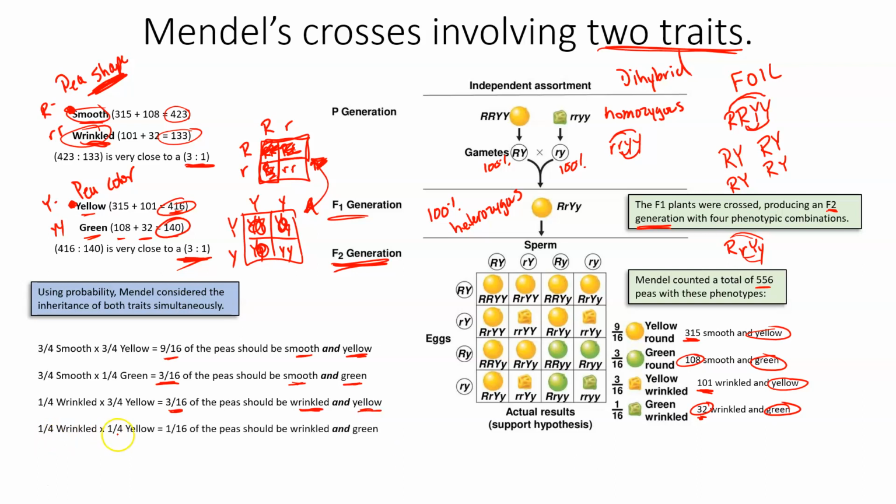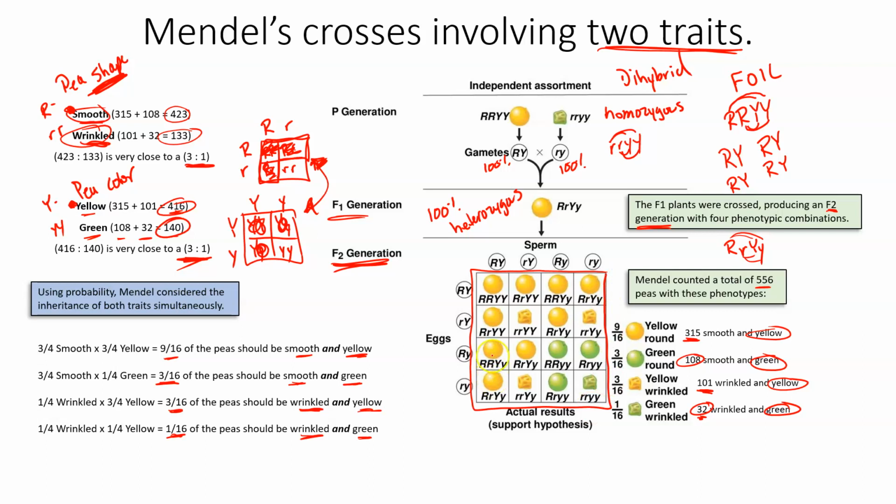And then 1/4 times 1/4 gives us 1/16. 1 times 1 is 1. 4 times 4 is 16. That is the probability of producing a wrinkled and green pea, which again is both recessive conditions, which is 1/16. So when you put those together, the two individual monohybrid events combine to produce a dihybrid event, which is just the product of the two individual events. You get 9, 3, 3, 1, which can actually be seen pictorially in a dihybrid Punnett square.